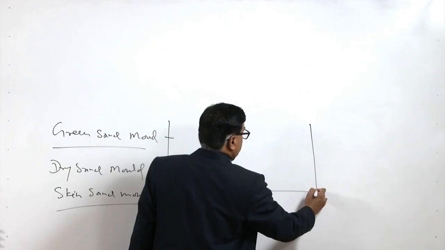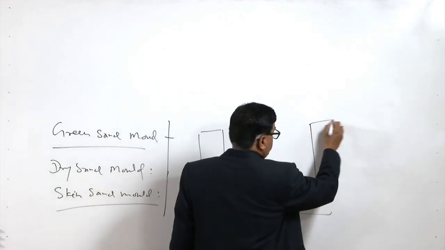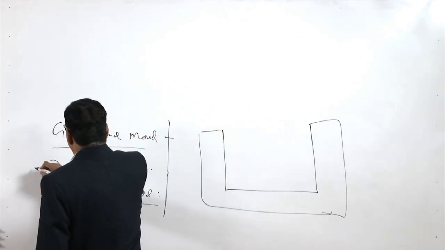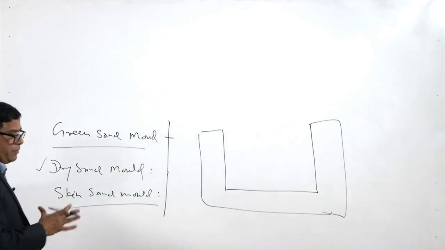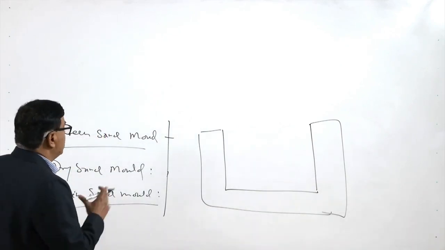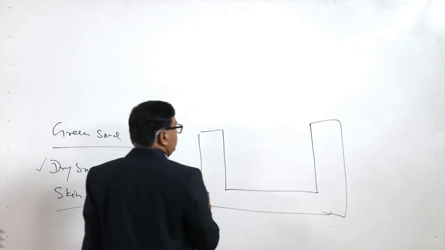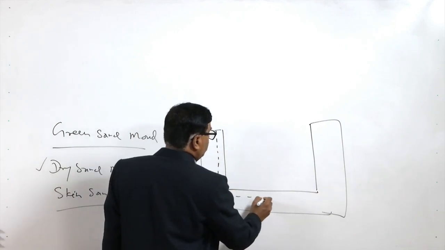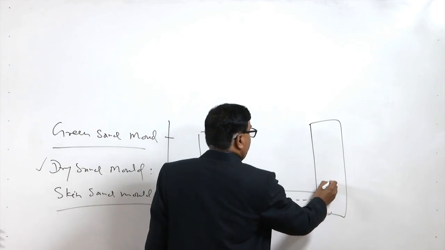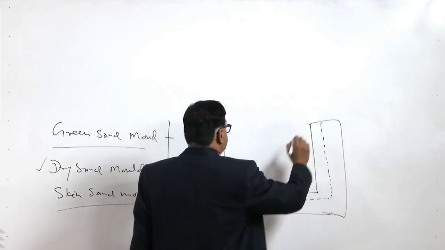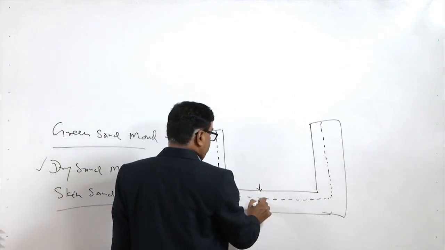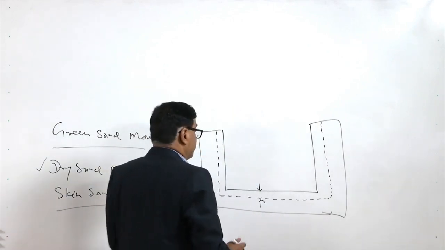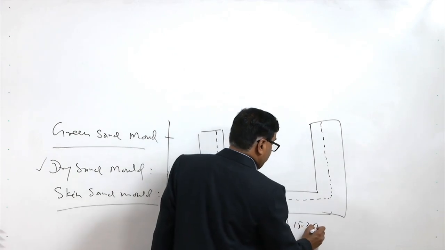We know that the green sand mold has the moisture, and in the dry sand mold all moisture is driven off. But since the driving off of the moisture needs a lot of effort and time, in order to have a compromise between the two, what is done is that only the skin of the mold, up to like say 5 to 25 mm depth of the surface, is dried. This depth may vary from say 15 to 25 mm depth.